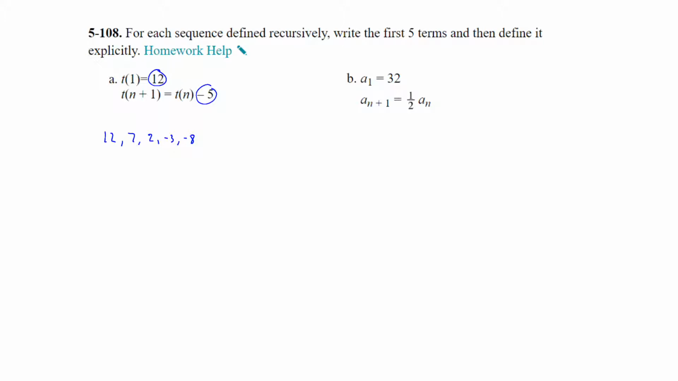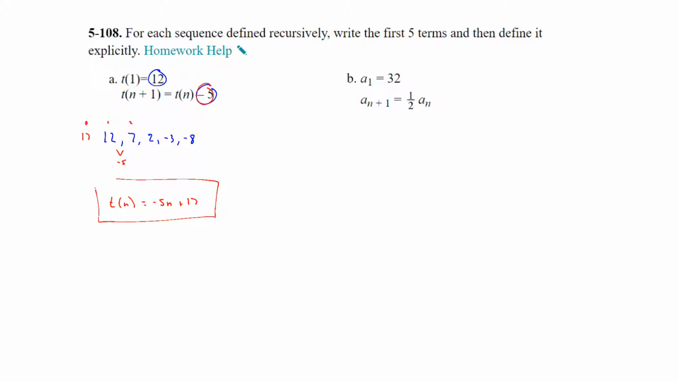And now we need to write the explicit. Well, we need to know 2 things. We need to know the change, which we're subtracting or adding -5 each time. And we need to go back. This is term 1, term 2. We need to go back to term 0. And so if we do that, that would be 17. So our explicit equation here would be t of n is equal to -5n plus 17.